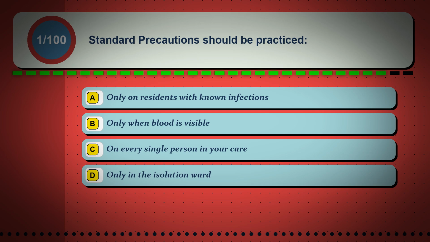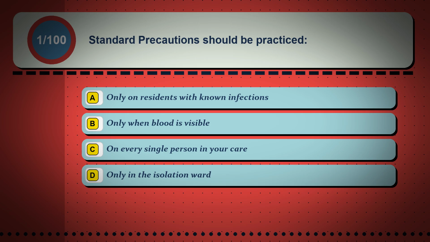Question 1. Standard precautions should be practiced. Option A. Only on residents with known infections. Option B. Only when blood is visible. Option C. On every single person in your care. Option D. Only in the isolation ward.